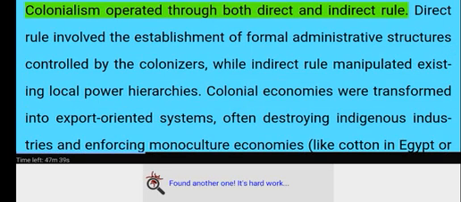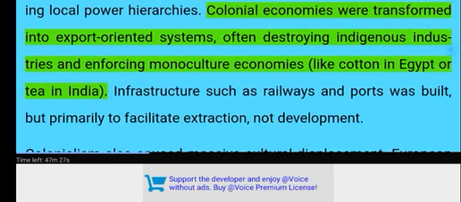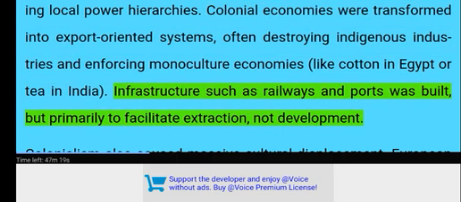Colonialism operated through both direct and indirect rule. Direct rule involved the establishment of formal administrative structures controlled by the colonizers, while indirect rule manipulated existing local power hierarchies. Colonial economies were transformed into export-oriented systems, often destroying indigenous industries and enforcing monoculture economies, like cotton in Egypt or tea in India. Infrastructure such as railways and ports was built, but primarily to facilitate extraction, not development.